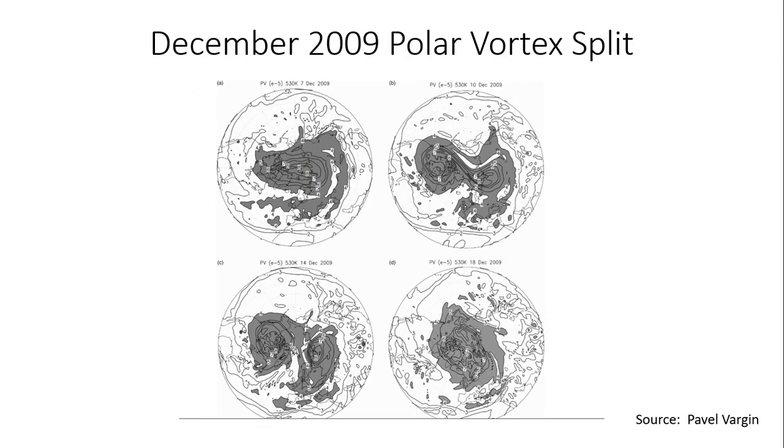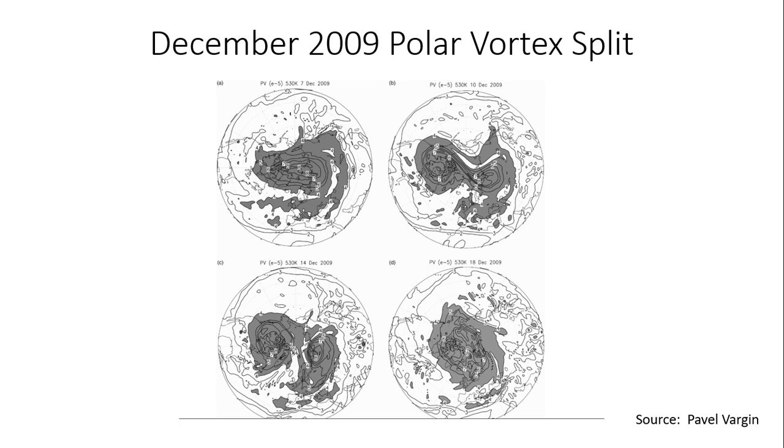Here was a look, the source is Pavel Vargin. This is the December 2009 polar vortex split in the stratosphere. We're showing a time lapse basically between point A on the upper left to point D in the lower right of this slide, and the darker shading generally indicates the polar vortex. This is up at 10 millibars, well above where we live here on the Earth's surface.